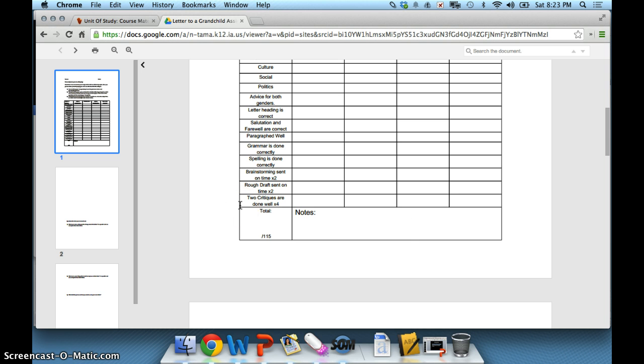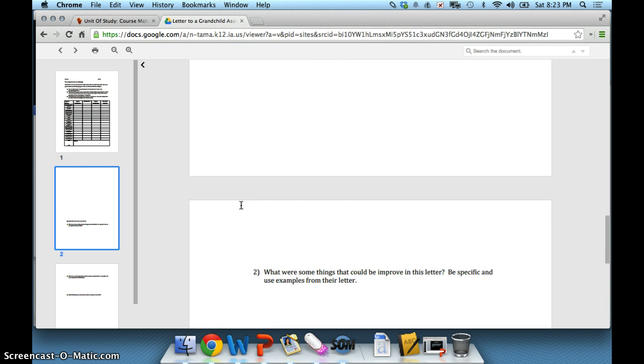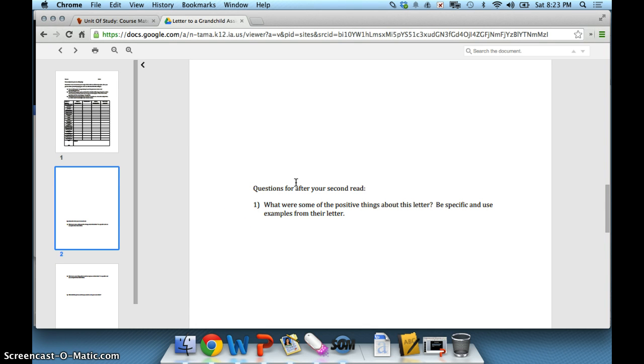But really, I'm going to be looking for your answers to three questions down below. This is after your second read. First, what were some of the positive things about this letter? Be specific, and use examples from their letter. Don't just tell them, oh, it was good, and then move on. Tell them what was good about it, and why it was good. For example, I really liked the part about the world when you talked about how everyone's addicted to their cell phones and their smart devices. Be actually specific.